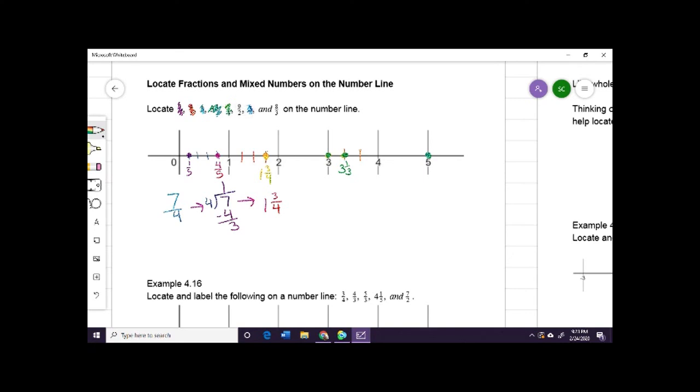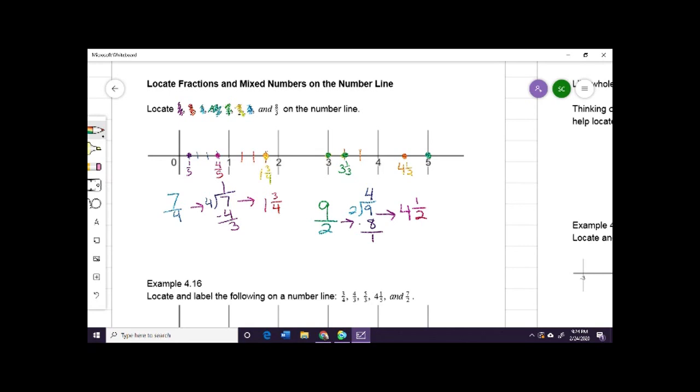Let's do 9/2. 2 divided into 9. 4. 4 times 2 is 8. Subtract, and I have a remainder of 1. So this mixed fraction is going to be 4 and 1/2. So I'm going to go halfway between 4 and 5. So right here. 4 and 1/2.